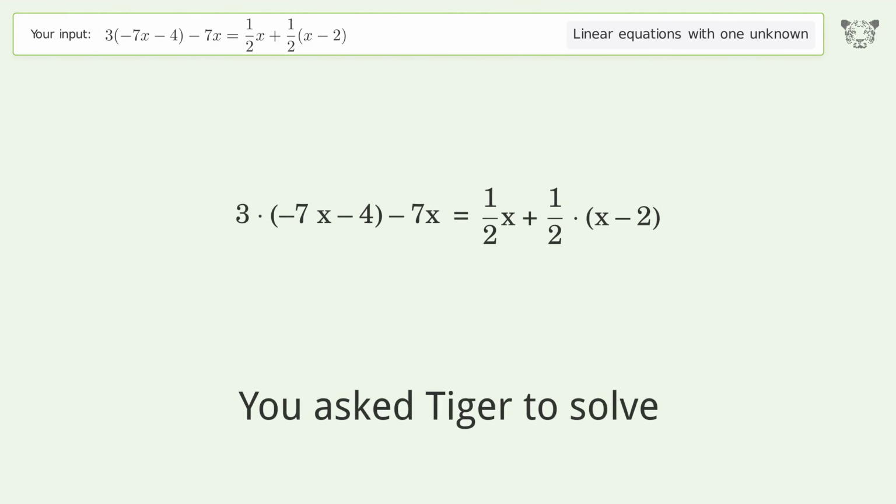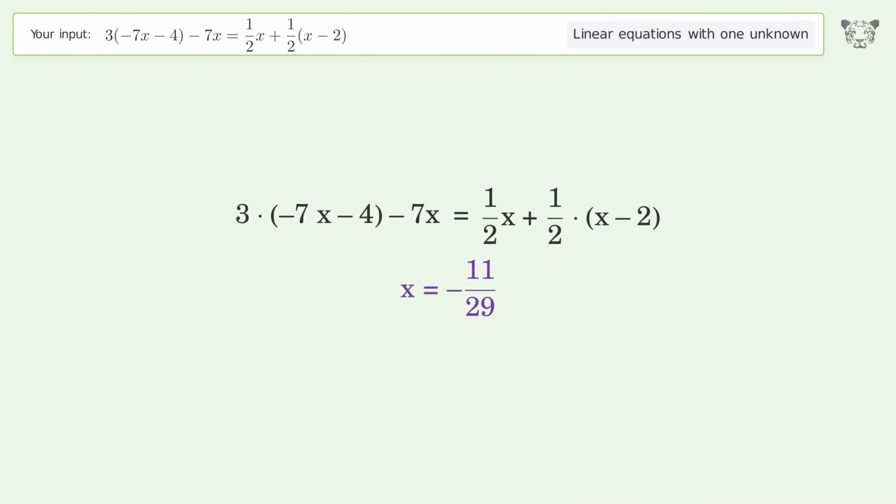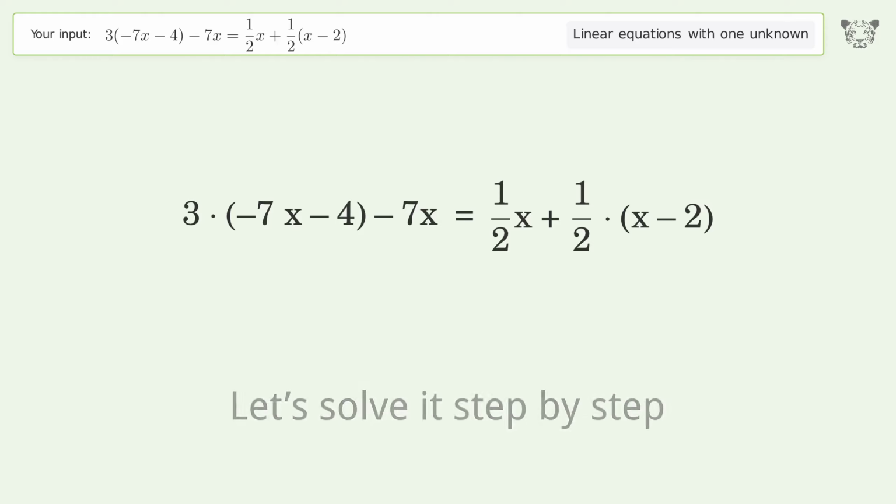You ask Tiger to solve. This deals with linear equations with one unknown. The final result is x equals -11/29. Let's solve it step by step.